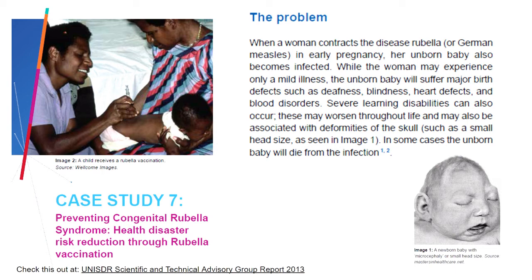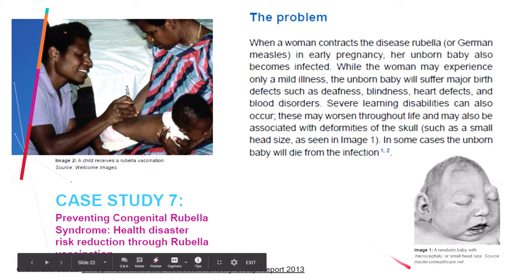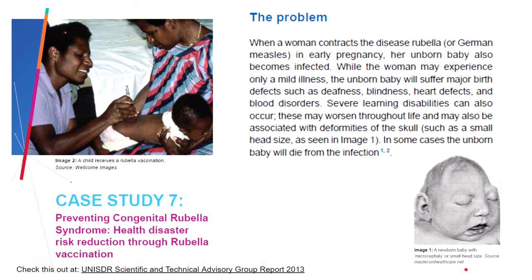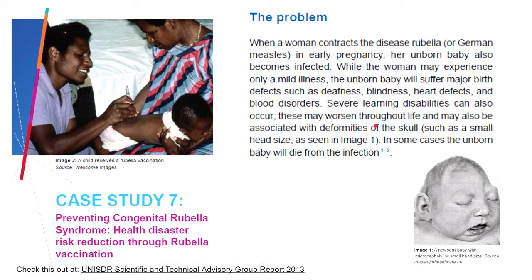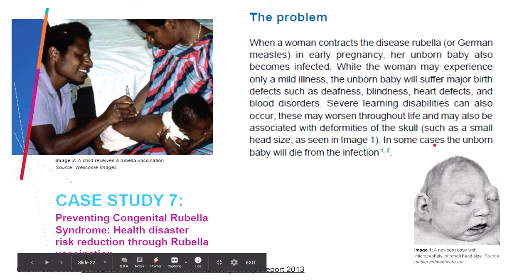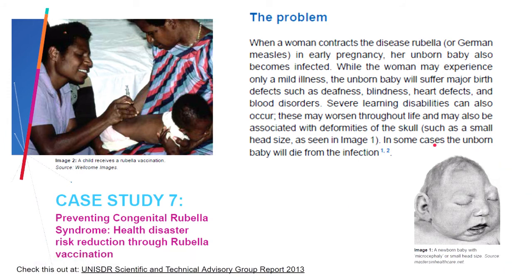So you can see here an image of a newborn baby with microcephaly or small head size. Okay, so severe learning disabilities can also occur, and these may worsen throughout the life of that baby and can also be associated with deformities of the skull, okay, as we've seen here. In some cases, the unborn baby will die from infection.